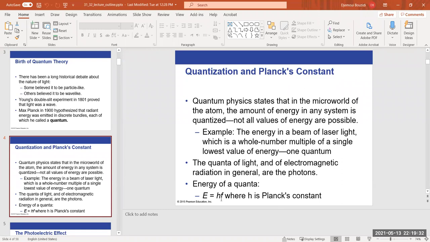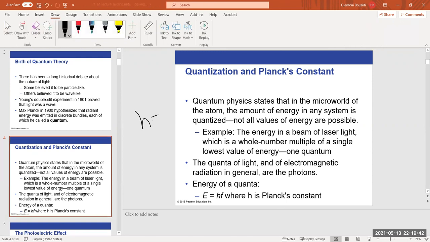The energy is related to the frequency. This h is just a constant. h is just a number, like, for example, the speed of light. It's 6.626 times 10 to the negative 34, something, something, which is joule times second. It's a very tiny number.